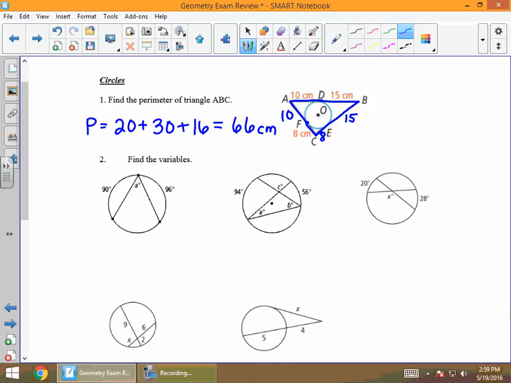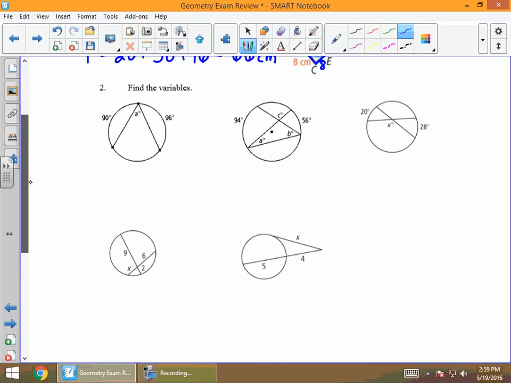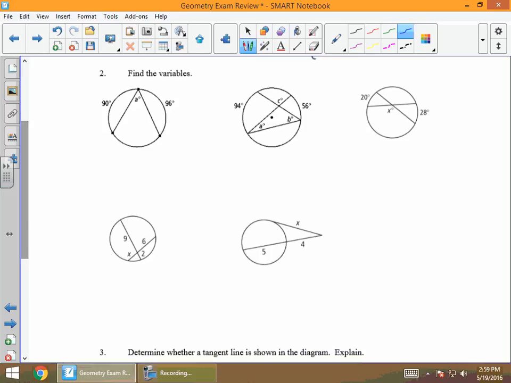Number 2, find the variables. This section was in the circles unit, and we have a couple of different things going on. If we have an inscribed angle, an angle whose vertex is on the circle, then its measure is half of its intercepted arc. So A is going to equal half of this arc right here. I need to find that arc.